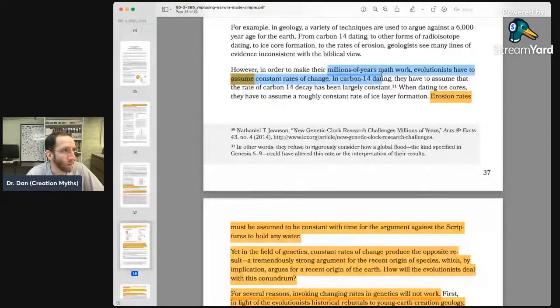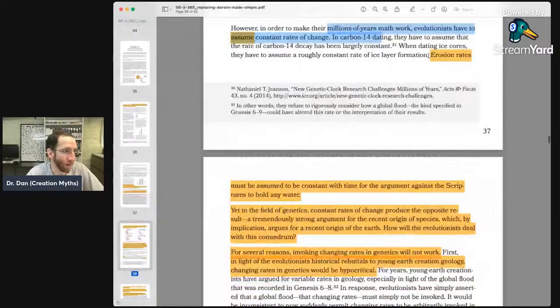So now Jeanson says, okay, ice cores, we have to assume a constant rate. Erosion rates have to be assumed to be constant. No, they don't. I know enough geology to know that nobody thinks erosion rates are constant. Erosion rates vary over periods of time. We know that because environments change. You have erosion, you have deposition, different environments are going to have different rates of erosion. You can have weathering by wind, you can have erosion by water. Erosion rates are not constant, and no one says they are. Geologists, correct me on that, but I'm like 99% sure about that.